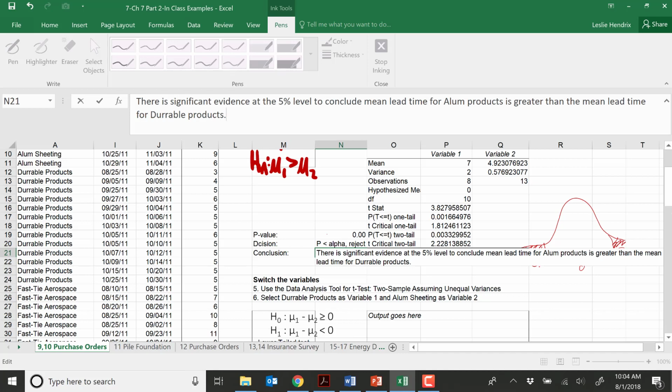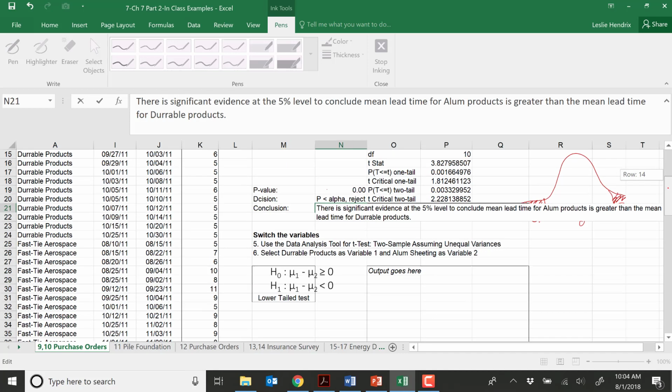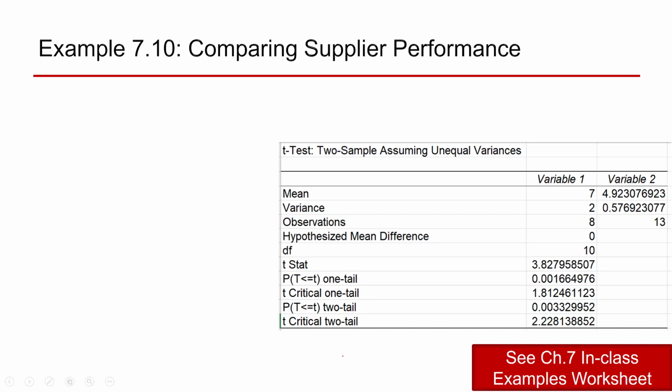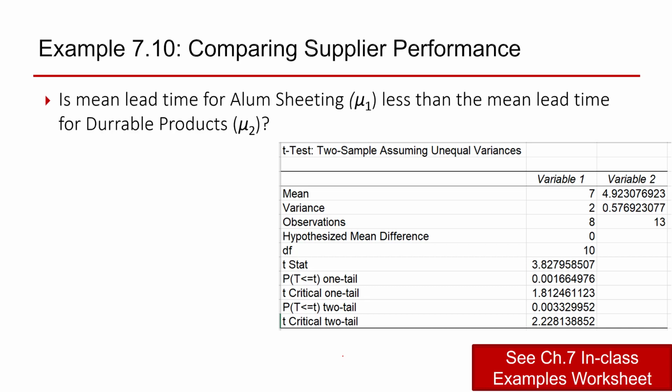So now we're going to suppose the reverse is true. We're going to suppose that we want to find out if the mean lead time is greater for durable products. So I'm going to switch back to your slides to handle this example, and we'll write it in there. Okay, so another way that we can write this question down, if we want to know if the mean lead time for durable products is actually greater than the mean lead time for alum products, is to ask, is the mean lead time for alum products less than the mean lead time for durable products? So let's investigate how we would get the p-value for this situation.